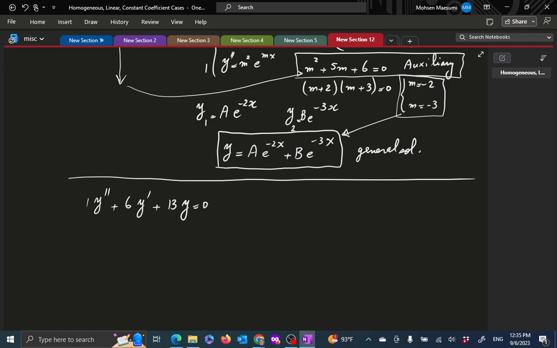Later on we are going to see physical significance of some of this terminology we are using right now. For example, homogeneous refers to having no external forces in your system.